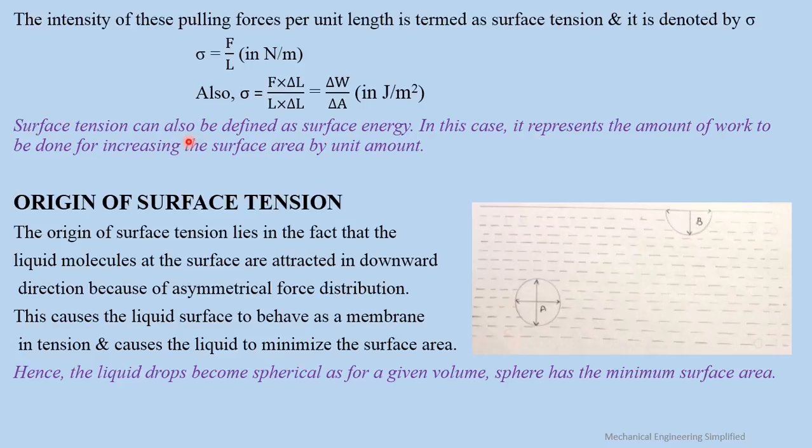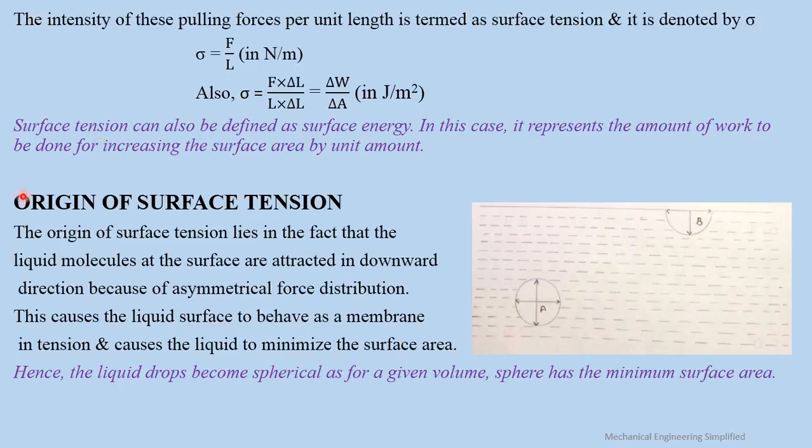The surface tension can also be defined as the surface energy. In this case, it represents the amount of work to be done for increasing the surface area by unit amount, because this is also sigma. Sigma can be written as the amount of work to be done for increasing the surface area by unit amount. So this is also one interpretation of the surface tension.